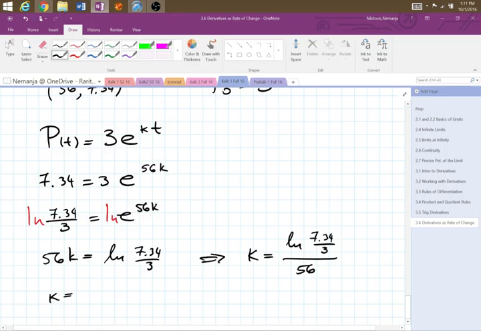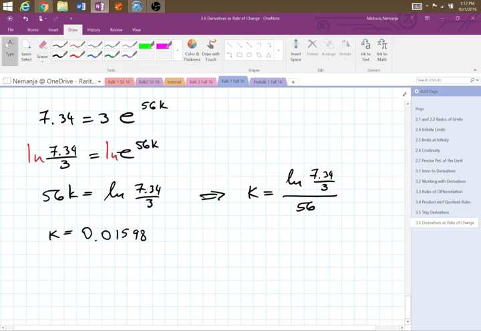If I did this right, on this calculator, we should all have 0.0, and we keep 4 decimals, 1598. So the population model would be this one.